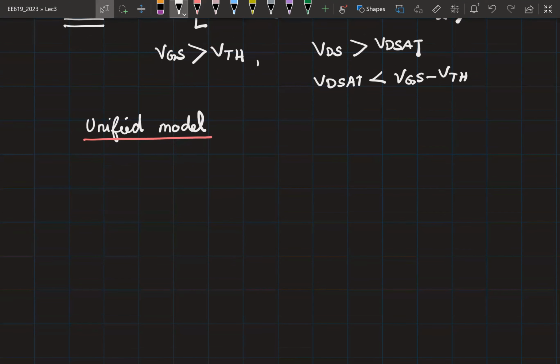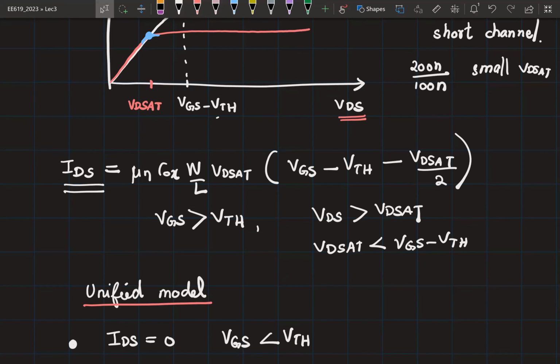So first part of the unified model, we'll start with what we know. IDS is equal to 0 when VGS is lesser than VTH. Second part, can you look at the three equations we have for the current? One is linear region, one is velocity saturation, one is pinch off saturation. Is there any similarity between all three?